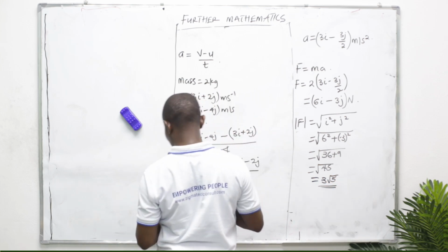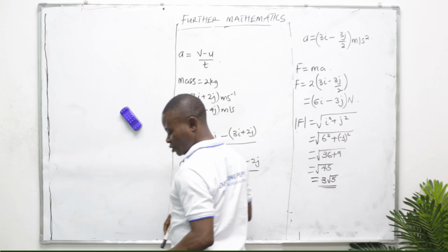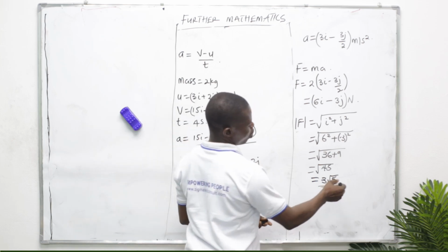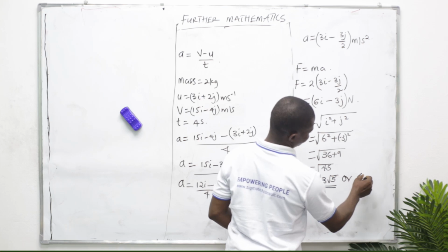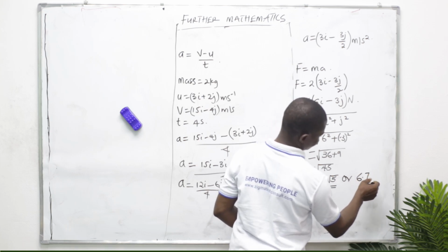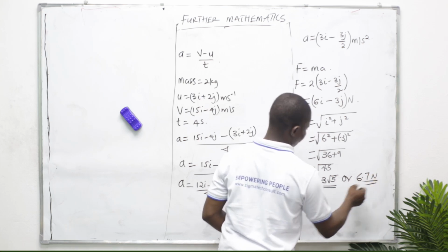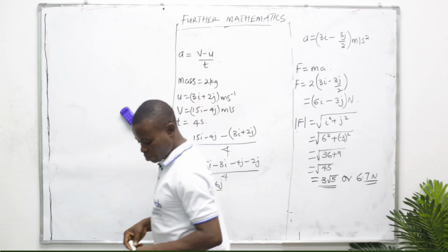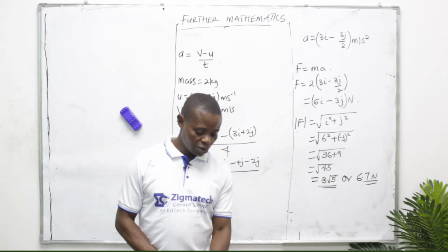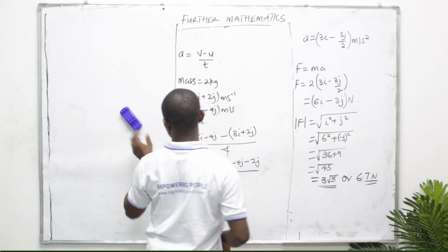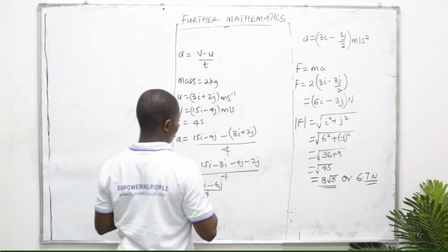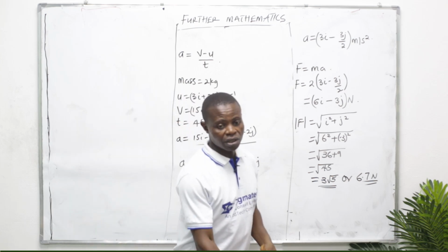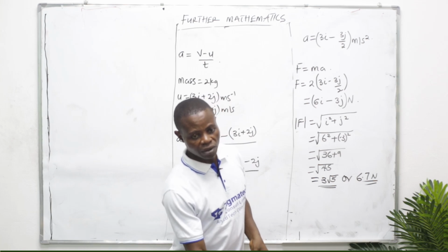This is the magnitude of the force, or you can call it 6.708 Newton. This is what you have as the magnitude of the force, 6.708. Okay, let's see if we have another question under it.